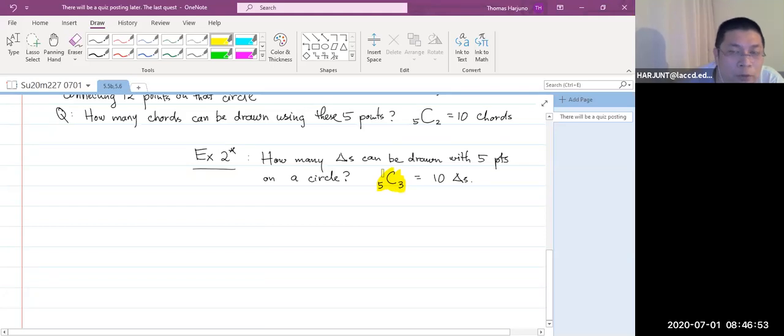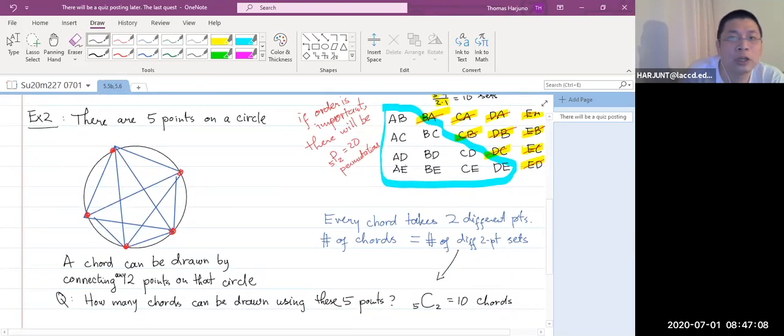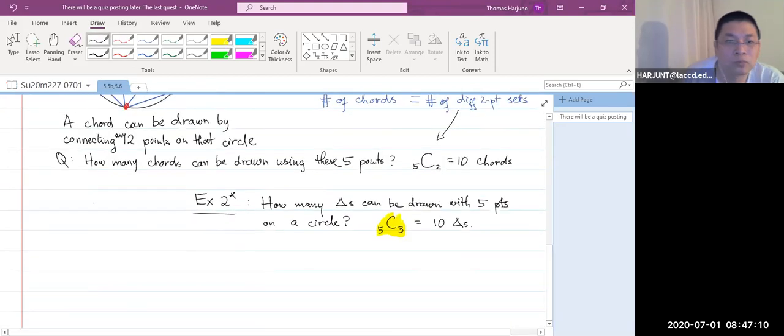Once you know it's 5 choose 3, yes, I know it's 10, but how do you get that 5 choose 3? Well, 5 points. How many choices of 3 items can you make? Okay, now that's for example 2 here. Let's do example 3.